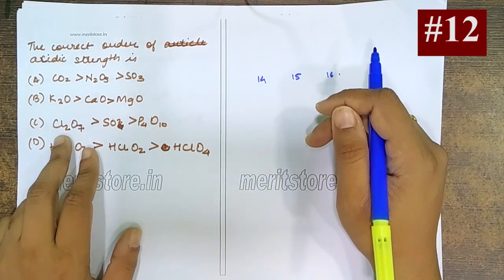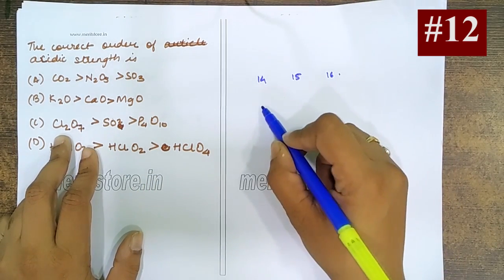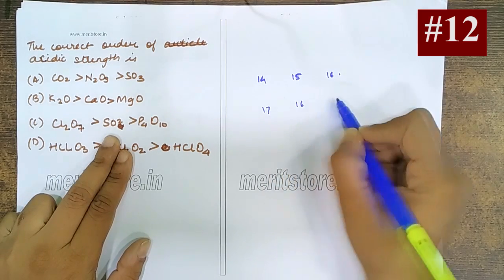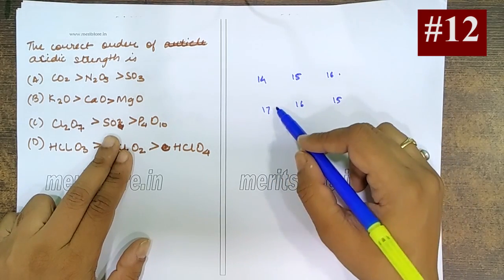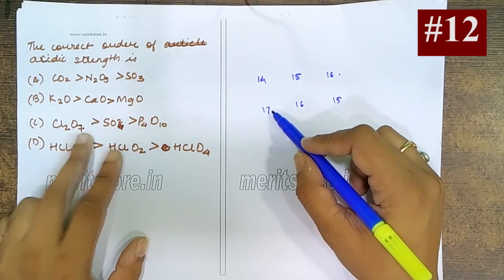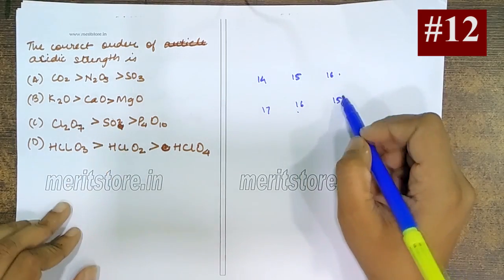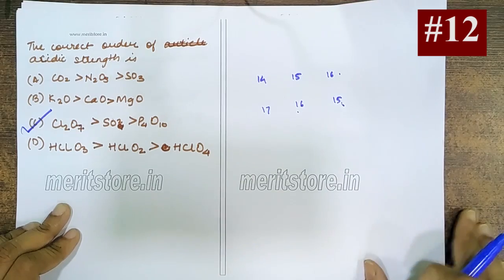Here chlorine belongs to the 17th group, sulfur 16 and phosphorus 15. So obviously we are expecting chlorine should be more acidic, then sulfur and then phosphorus. Therefore option C is the correct order for the acidic strength.